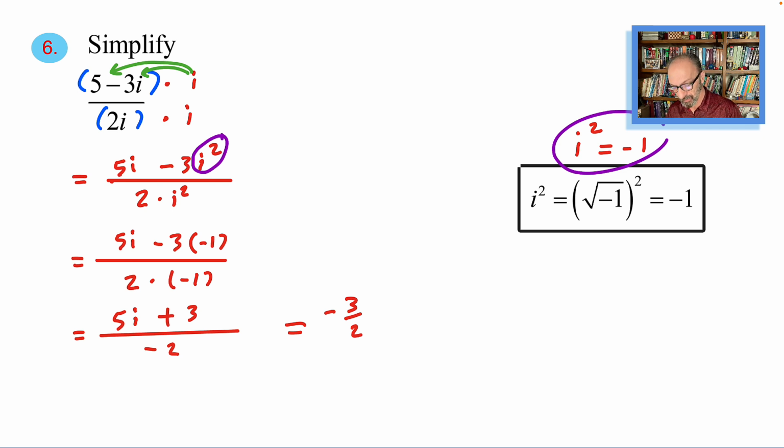Negative 3 over 2 plus 5i over negative 2, which is minus 5 over 2 i. Notice that both become negative because I'm dividing both 5i by a negative number and 3 by a negative number, so we do have two negative numbers, the real part and the imaginary part. That's number 6.